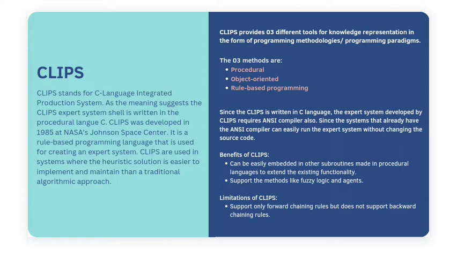CLIPS provides three different tools for knowledge representation in the form of programming methodologies and programming paradigms. These are the three methods of CLIPS: procedural, object-oriented, and rule-based programming. Since CLIPS is written in the C language, the expert system developed by CLIPS requires ANSI compilers. A system that already has an ANSI compiler can easily run the expert system without changing the source code.